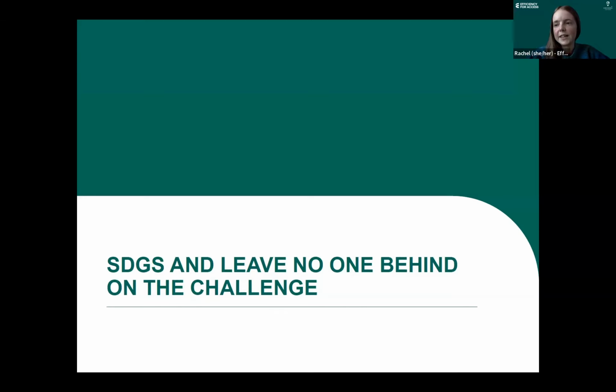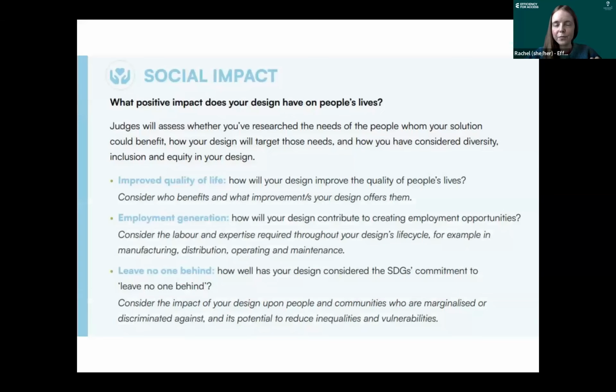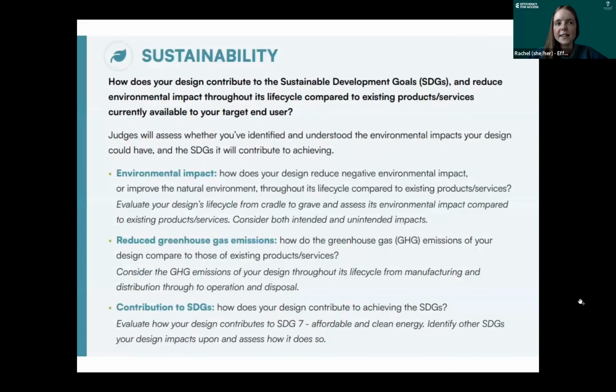And the way in which they relate to the assessment framework and the assessment criteria on the challenge, they go hand in hand with two of our criteria. So you can see under social impact, we've got Leave No One Behind. How well has your design considered the SDGs commitment to leave no one behind? And then under sustainability, we have contribution to SDGs. So how does your design contribute to achieving the Sustainable Development Goals?